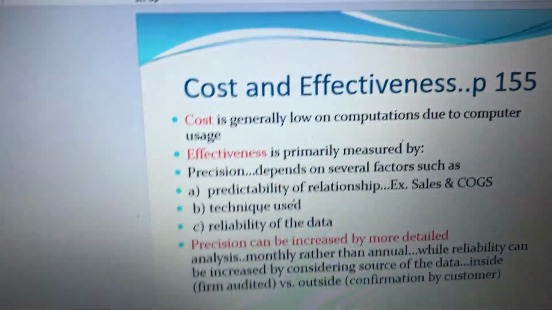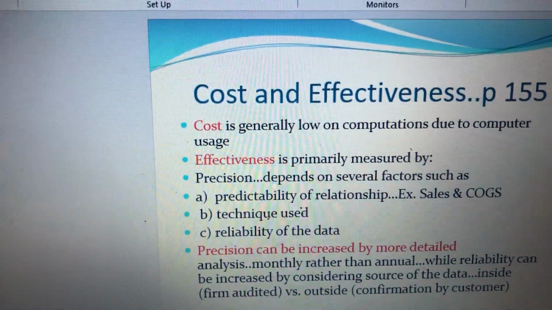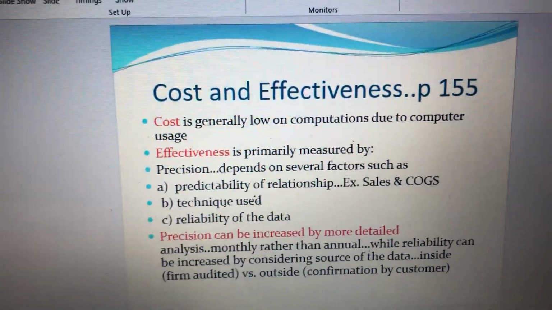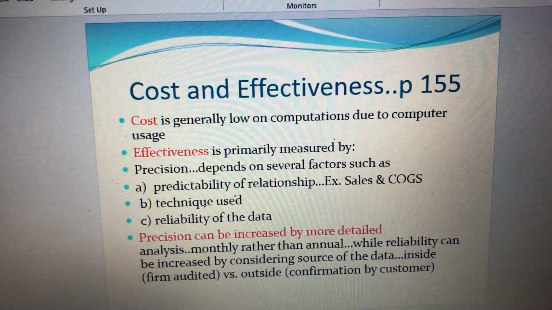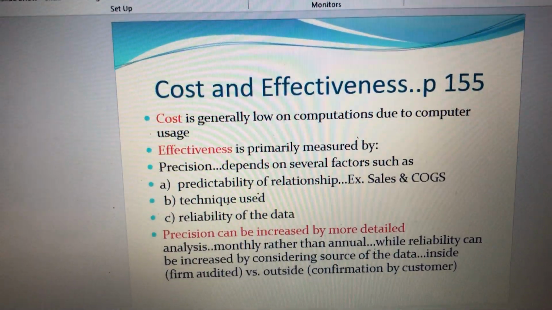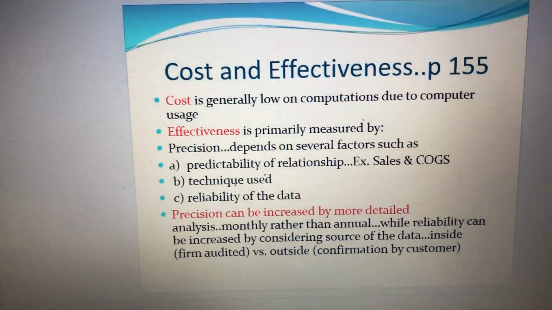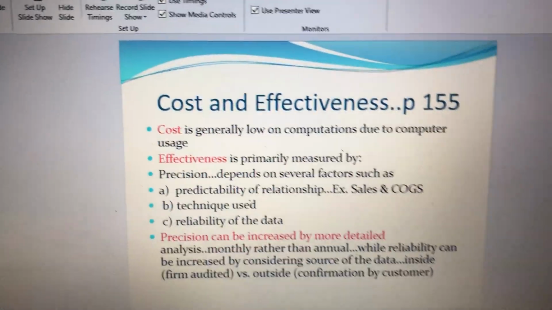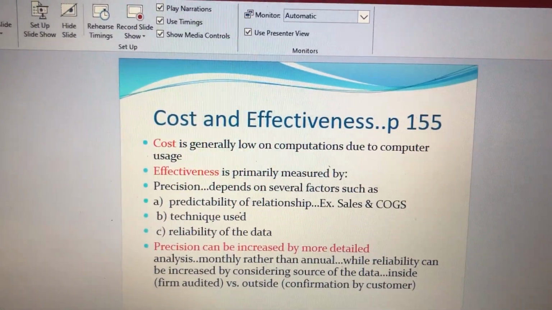Okay, I think that takes care of the overview of the PowerPoints. We've gone 22 minutes. I'm going to do a different video for the homework assignment. So study these PowerPoints and know what we're talking about in all of this. Okay.